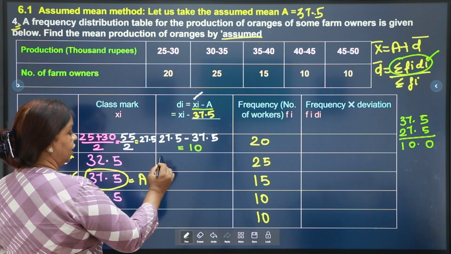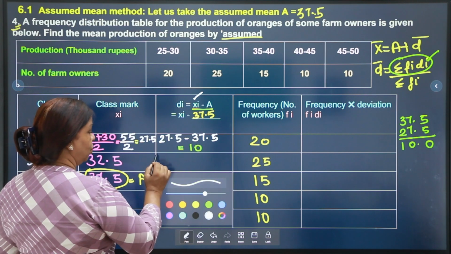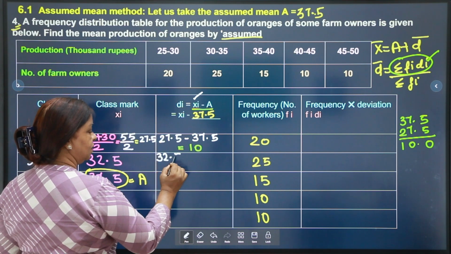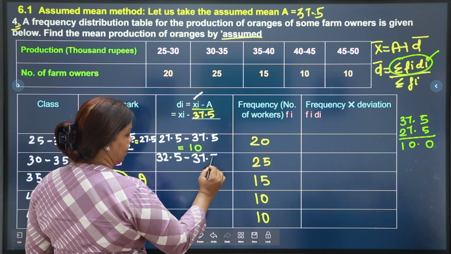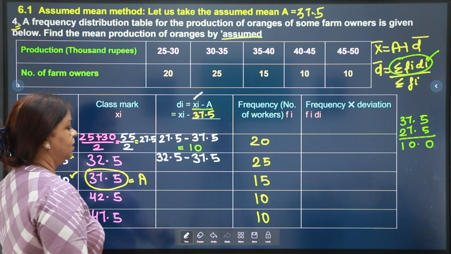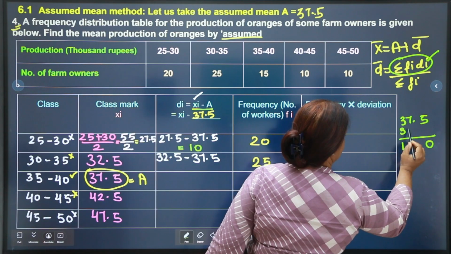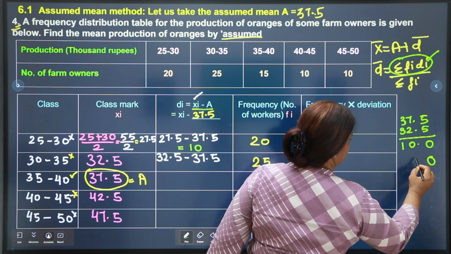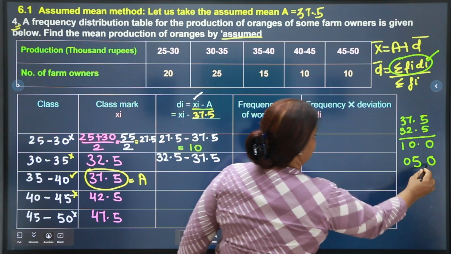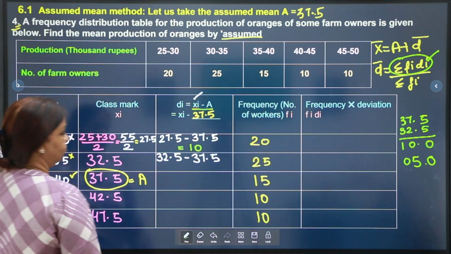Now 32.5 minus 37.5. So let's do it. 0, 5, 5. That answer will be 5.